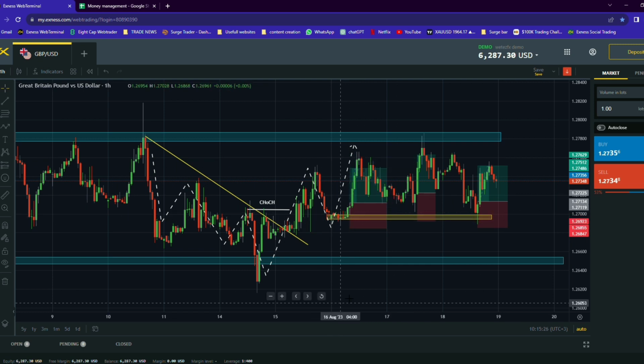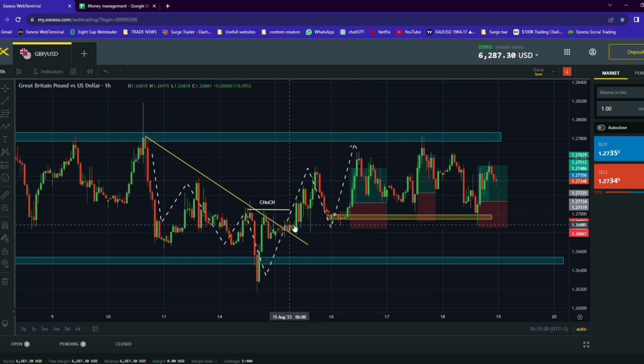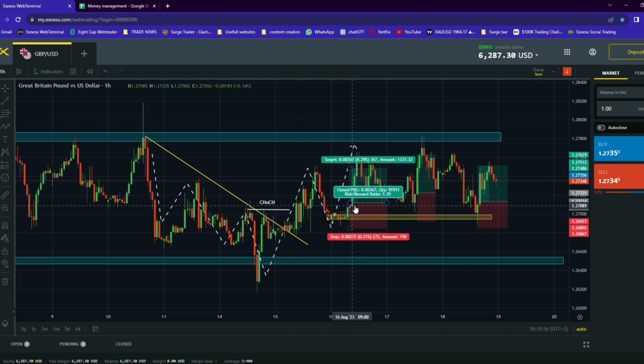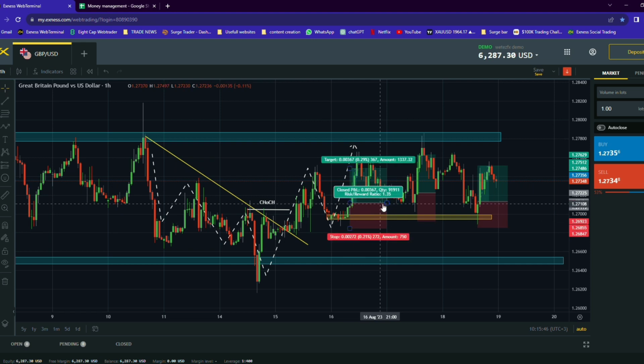So on this date of the 16th, we get an entry setup, which is a demand setup into this demand zone, and we enter our trade right there. We try to target the previous supply, and we try to risk below the demand zone. Now this setup right here has a risk to reward ratio of 1 to 1.35.